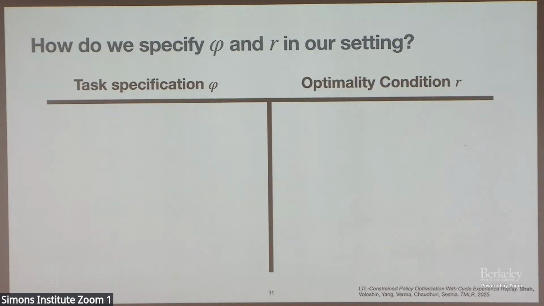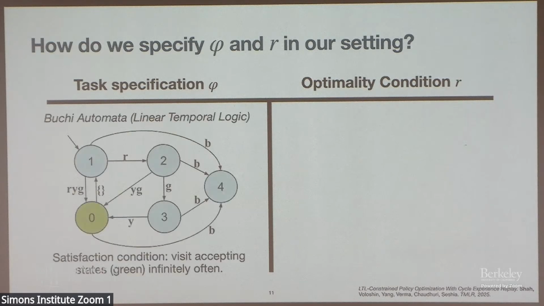So the first thing that we'll do is we'll talk about how we specify our specification and our optimality condition in our setting. We'll be using Büchi automata, limit-deterministic Büchi automata to be specific and exact, but I won't be going into those details.